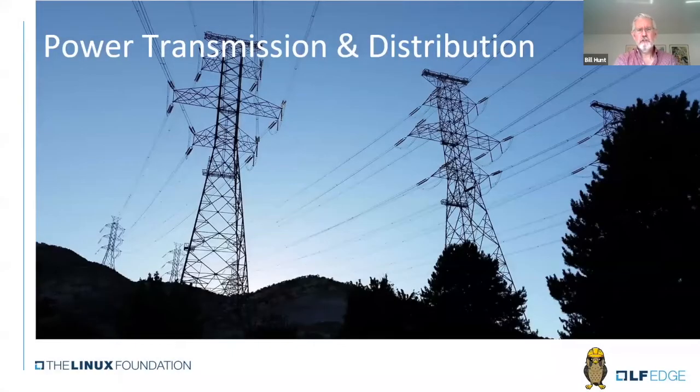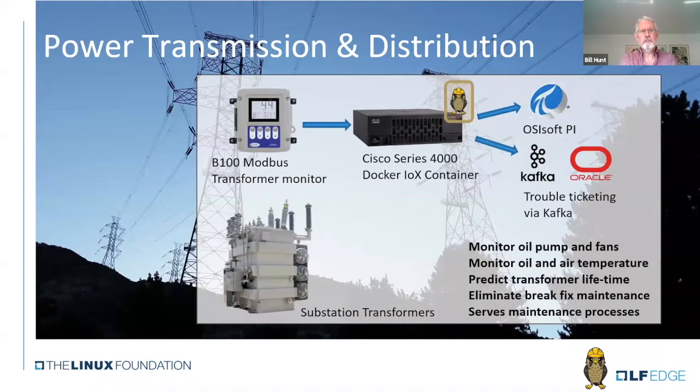And to give you a sense of how people are using Fledge, this is in the power transmission and distribution world. This is Tenaska, actually, I'm sorry, this is Jacksonville Energy. They're the power company in Jacksonville, Florida, and they monitor substation transformers. So they collect data from those transformers, they process it inside Fledge, running inside Cisco boxes, and then they send it to multiple destinations. They send it to OSIsoft, and they also send it via Kafka to a trouble ticketing system.